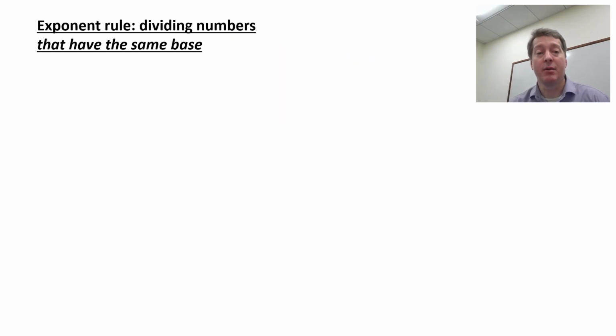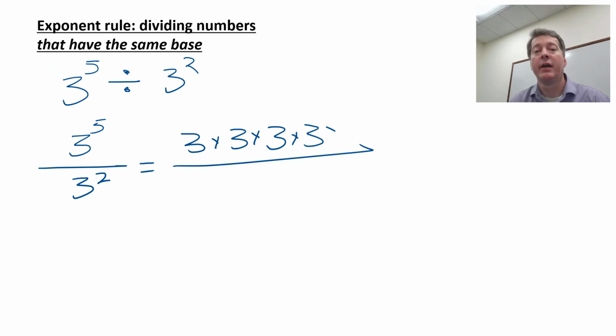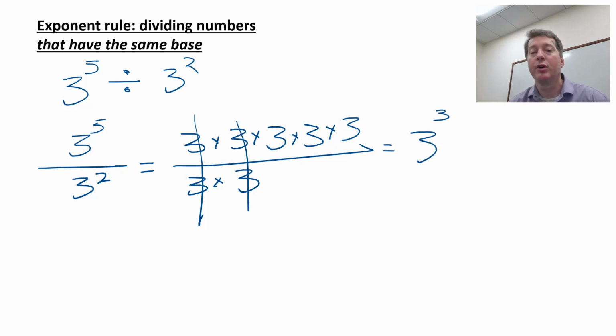How about dividing numbers that have the same base? So suppose I had 3 to the 5th divided by 3 squared. That's the same thing as 3 to the 5th over 3 squared. What's that? Well, in the numerator, I have 3 times itself 5 times. And in the denominator, I just have 3 times itself twice. So what do I do? I can cancel 2 3's on the top, 2 3's on the bottom. I'm left with 3 to the third. I am left with 3 to the what? To the 5 minus 2. So when you divide, you subtract the exponents.